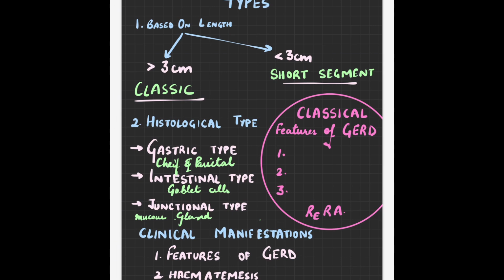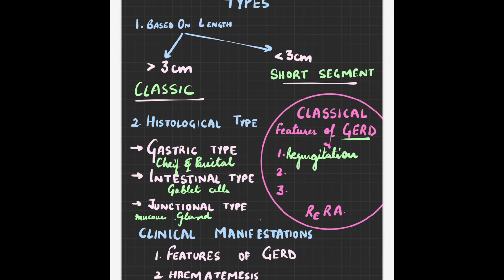Now comes the clinical manifestation. What clinical features will we see in Barrett's esophagus? First of all, we will see the features of GERD, as it is the most common complication of gastroesophageal reflux disease. So what are the features of GERD? The mnemonic is RARER. Regurgitation is a basic complaint of GERD.